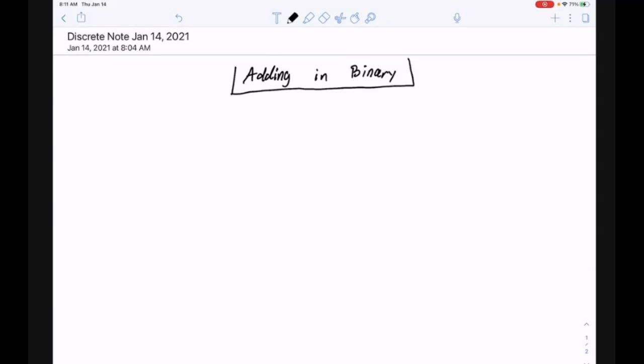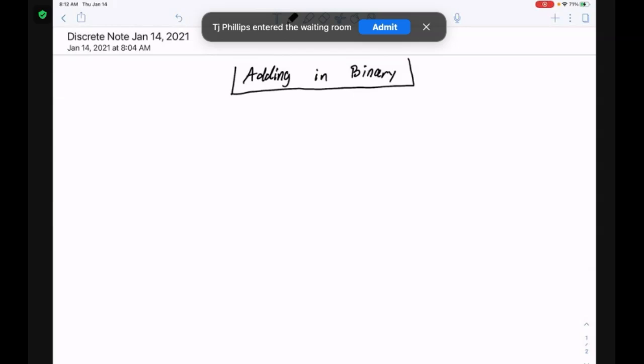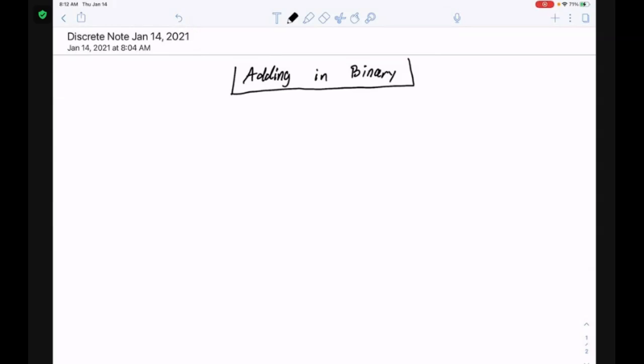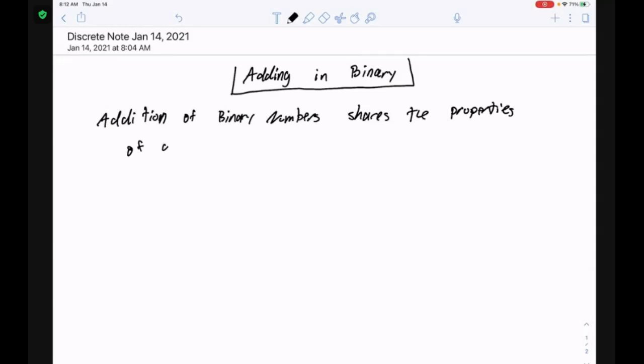All right, so the focus of today is going to be adding in binary. I want you to know how the addition of binary numbers works. The addition of binary numbers shares the properties of decimal addition.